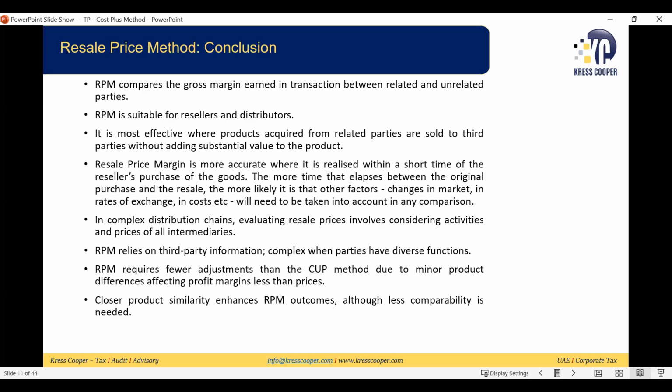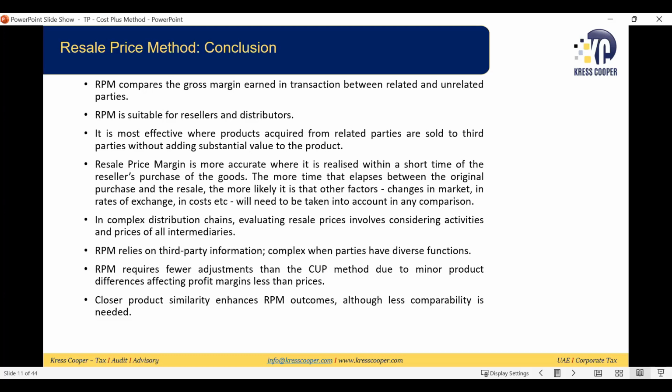Where there are complex distribution chains, then we have to evaluate this resale price. We have to consider all the activities and prices of all the intermediaries, so it becomes more complex. RPM, again, like we said, relies on third-party information, so it gets very complex to find this external CUP. It does require fewer adjustments than the CUP method, because minor product differences don't affect the profit margin as much as the price. So that is one of the positive points about it.